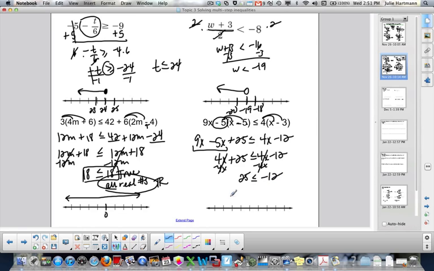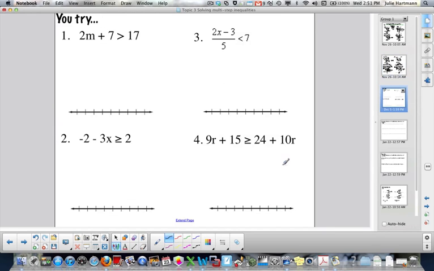Is that true? No. 25 is not less than a negative. That is false. When I said that's false, that means there is no solution. Do your no solution symbol right on the number line. Okay? And that is a lot of examples there. Hopefully you got that, and you can go ahead and do your U-tries. There's 4 of them for you to try. So pause the video. I'm going to continue on.